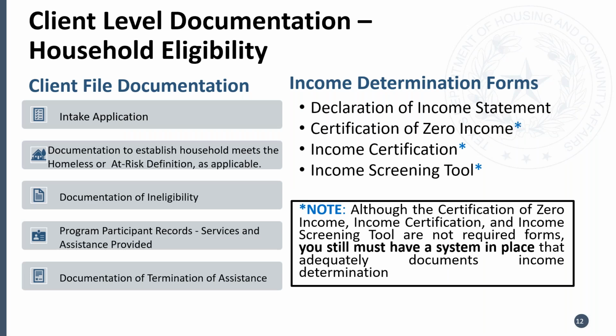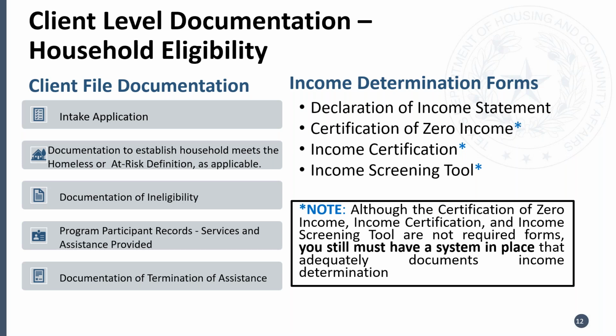Each of your participant files must include documentation that supports your eligibility and benefits determination. You must have an intake application, which captures demographic information of the household. The application is developed by each subrecipient. Participant files must have documentation which verifies the household meets either the homeless definition or the at-risk of homelessness definition. For households which are determined ineligible for ESG assistance, the file must include documentation for the reason of the determination. Each participant file must also include documentation of services and assistance provided, and as applicable, documentation that the proper process for termination of assistance was followed.